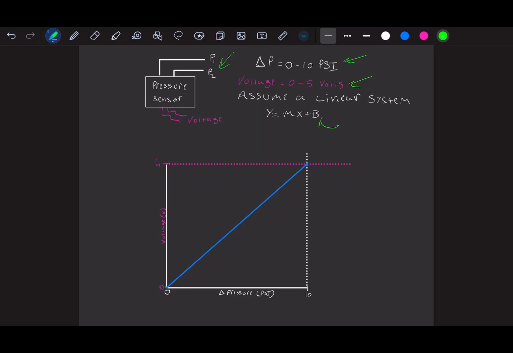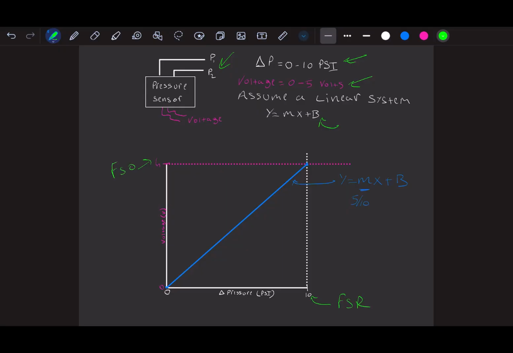We also assumed that this was a linear system, which means our ideal line follows y equals mx plus b, and we said that m, this slope, every time we think of slope, we think of sensitivity, is going to be 5 over 10, since this is our maximum, our full-scale output of 5, and our full-scale range of 10.